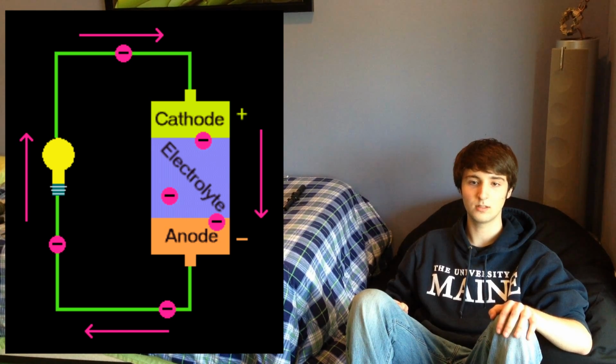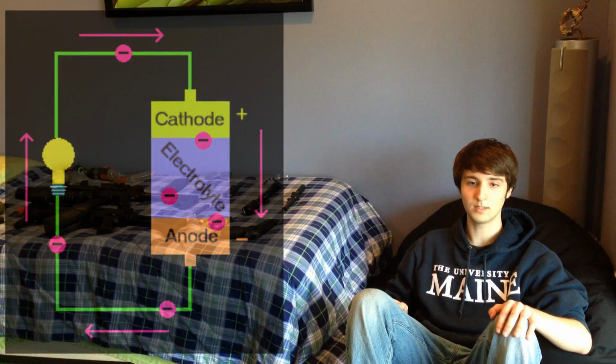Inside the battery case, there is a cathode connected to the positive terminal and an anode connected to the negative terminal. The cathode and anode are separated by and react with an electrolyte. The anode reacts to release electrons while the cathode reacts to absorb electrons. This causes the electrons to want to flow from the anode to the cathode.